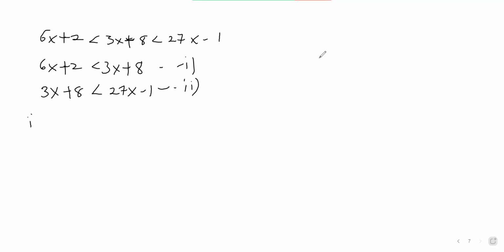So the first one will give us, put the like terms together, bring 3x to this side. We have 6x minus 3x is less than 8 minus 2. 3x is less than 6. X is less than 2.